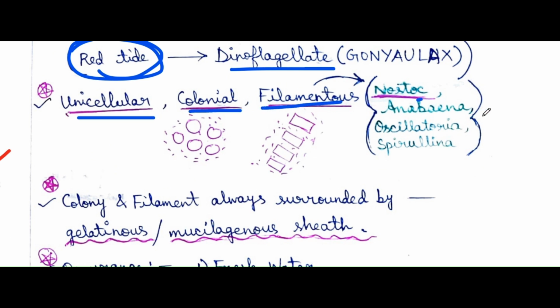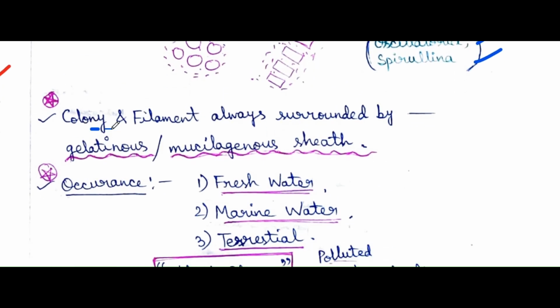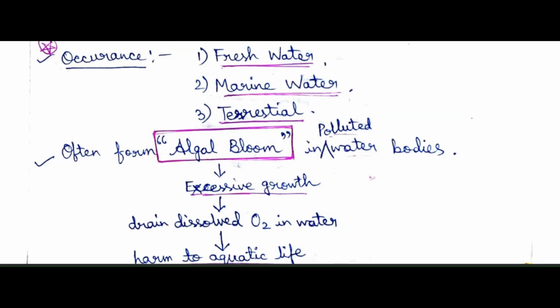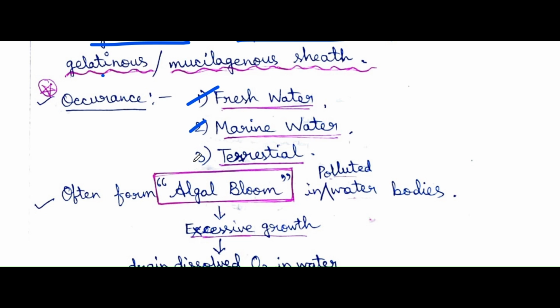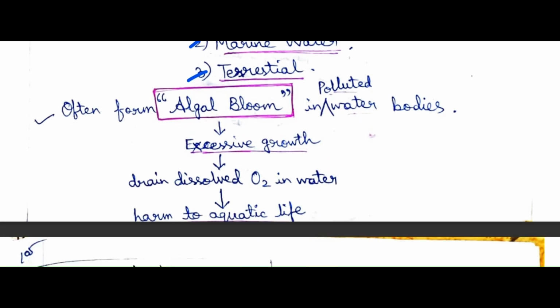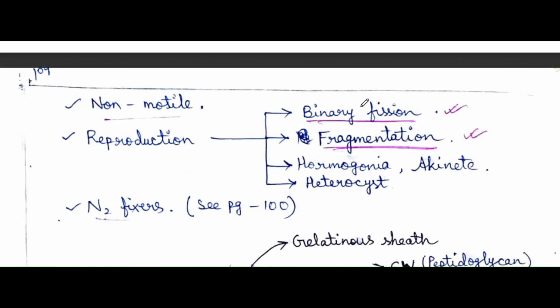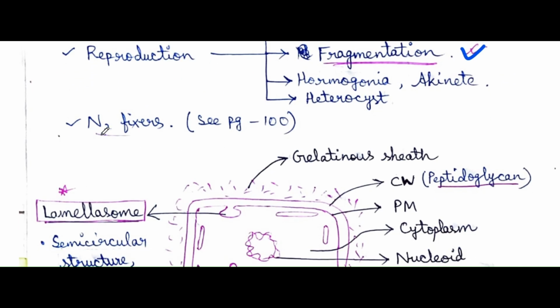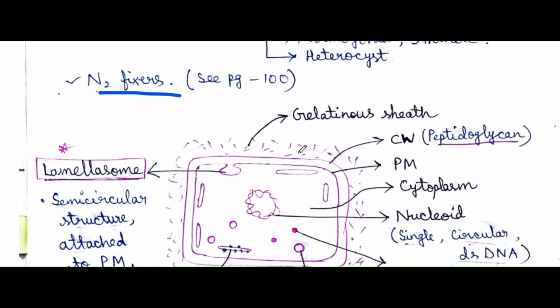Filamentous examples are Nostoc, Anabaena, Oscillatoria, Spirulina. In filamentous forms, the colony of filaments is always surrounded by a gelatinous or mucilaginous sheath. They can occur in freshwater, marine water, and terrestrial habitats. Blue-green algae often form algal blooms, which deplete dissolved O2 in water and are harmful for aquatic life. They can reproduce by binary fission and fragmentation. They are mainly nitrogen fixers, as I told you earlier.